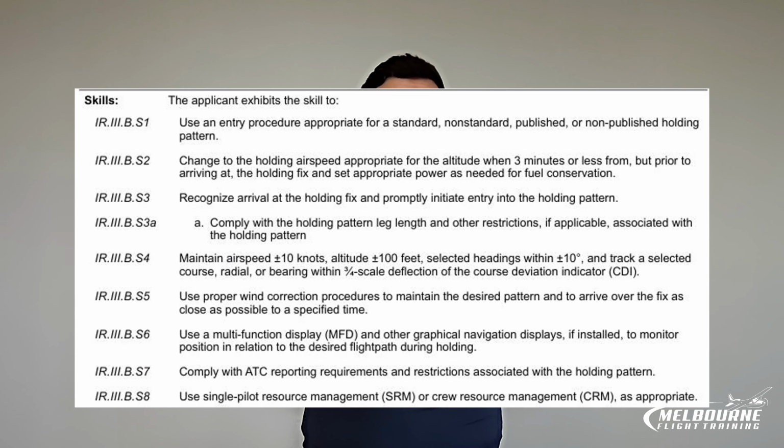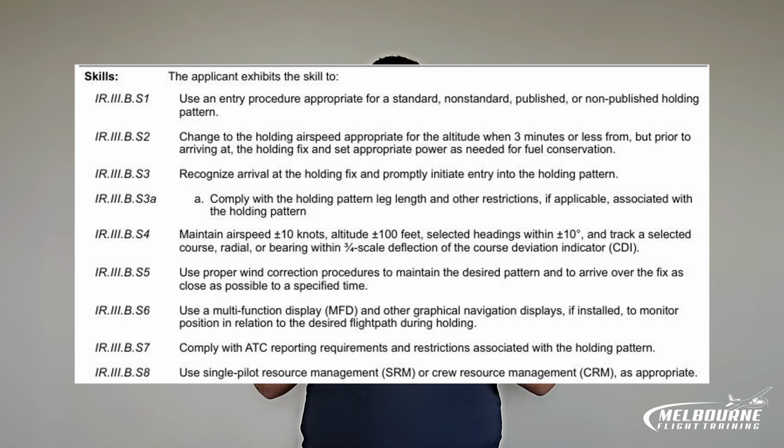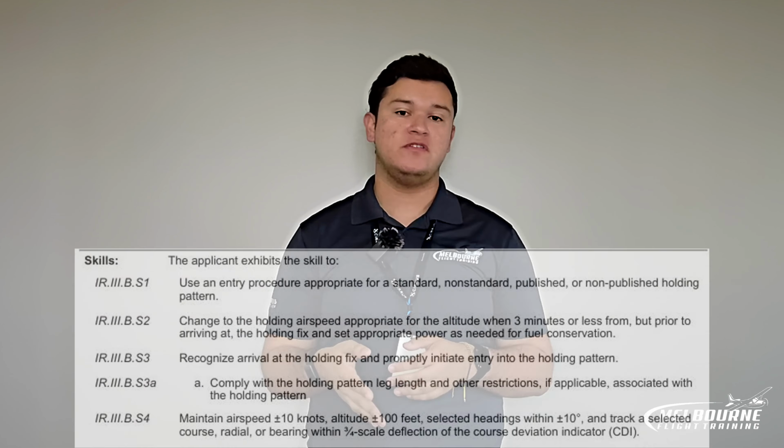Now, to finish it off, we will be talking about the standards in the ACS for this maneuver. The first thing the ACS mentions is identifying and flying the correct entry to stay in the protected area, altitude of plus or minus 100 feet, airspeed plus or minus 10 knots, no more than 10 degrees of heading, and no more than 3/4 scale deflection of your CDI while you're doing the hold. If you're performing all of this, you should have no trouble passing your lesson, your stage check, or your checkride, and of course, being safe in the National Airspace System.